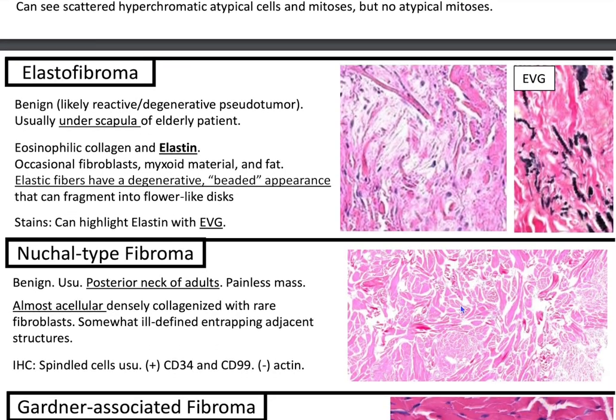Elastofibroma. These are usually under the scapula of elderly patients. It's benign, likely a reactive or degenerative pseudotumor. You'll see these eosinophilic collagen and elastin. You can see occasional fibroblasts, myxoid material, and fat. And the elastic fibers have this degenerative beaded appearance. You can highlight the elastin with an EVG stain.